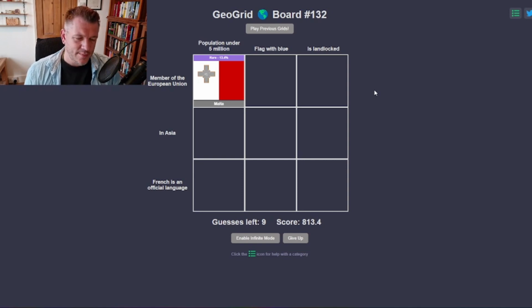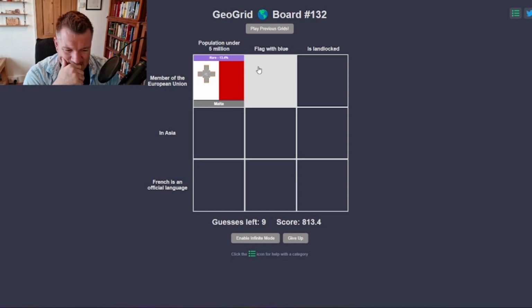Could have done better. Member of the European Union and a flag with blue. Okay, well, France, Netherlands, Sweden. Okay. But one that's Estonia, we mentioned a minute ago. Estonia is black, blue, and white.